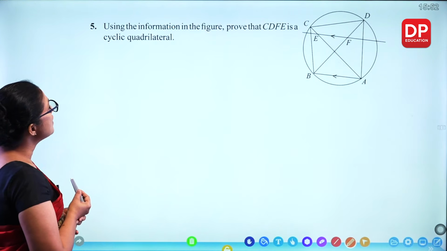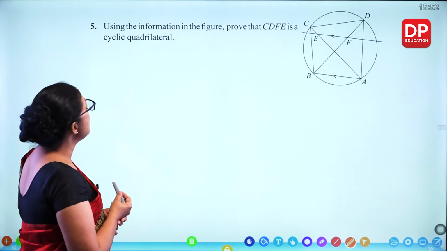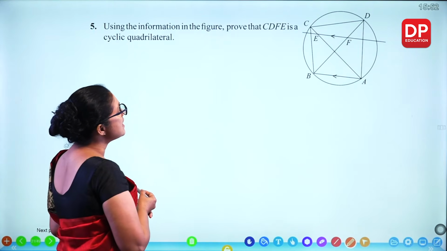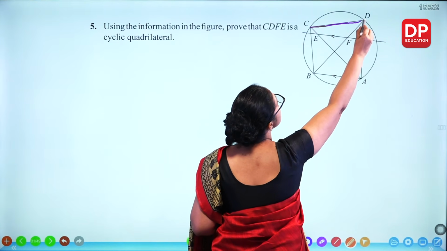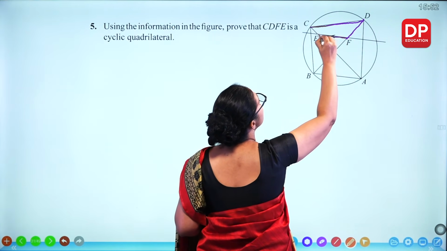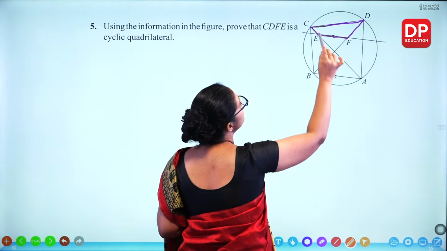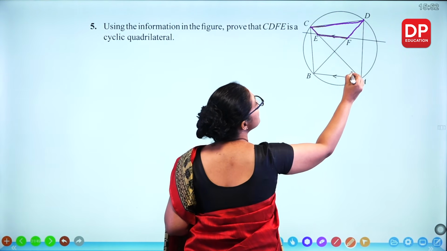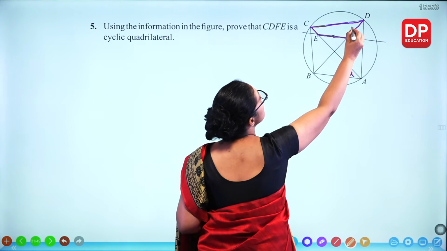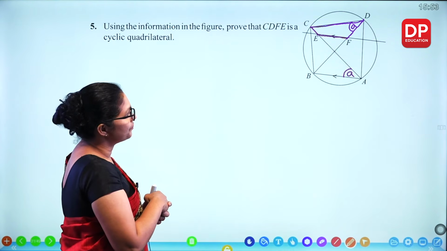Question number 5. Using the information in the figure, prove that CDFE is a cyclic quadrilateral. Identify CDFE. We'll put angles and see. This angle and this angle are same segment angles. I'll put A here. So this is also A. Same segment angles are equal.